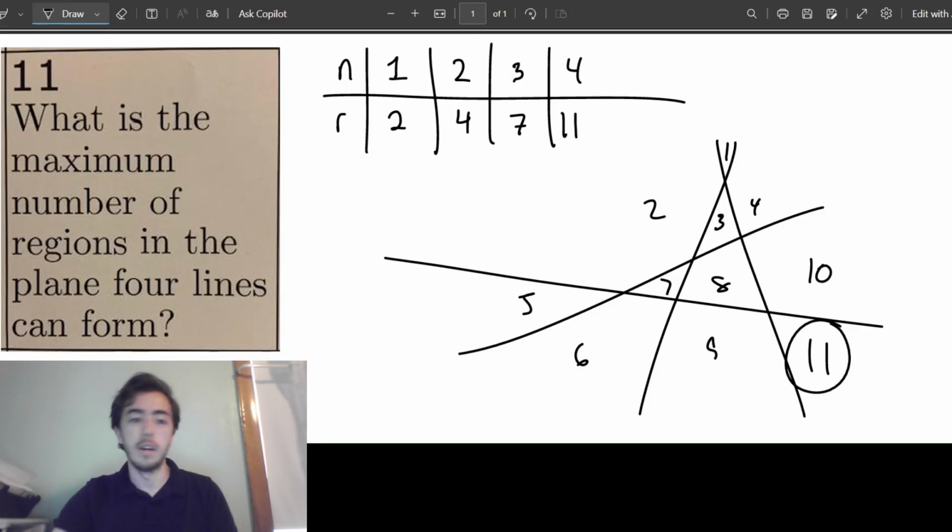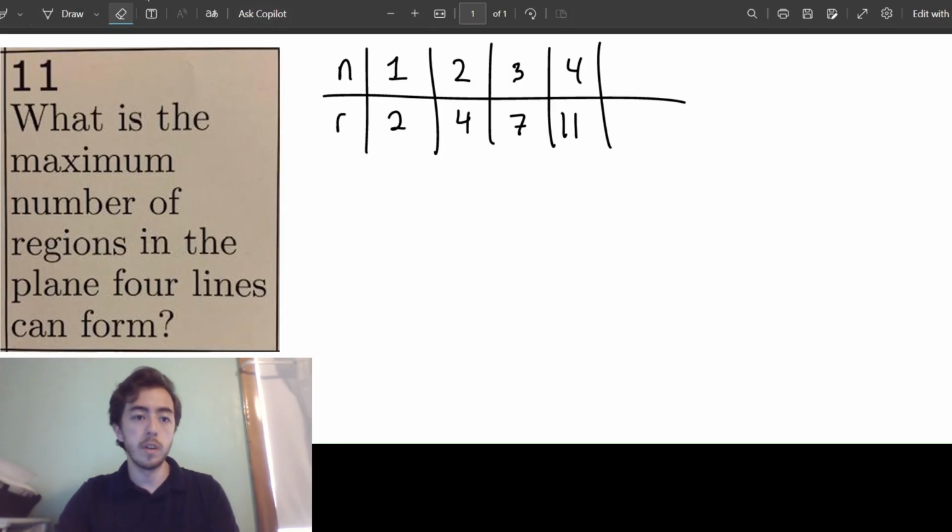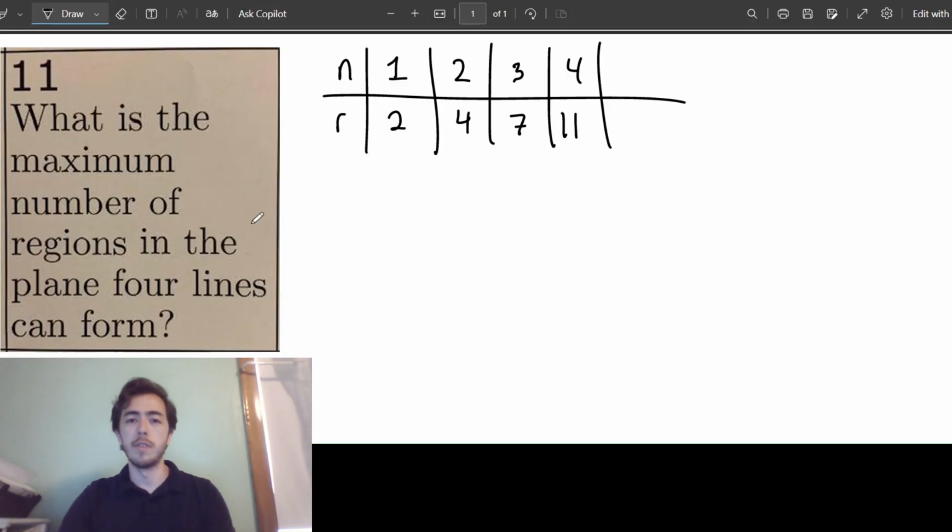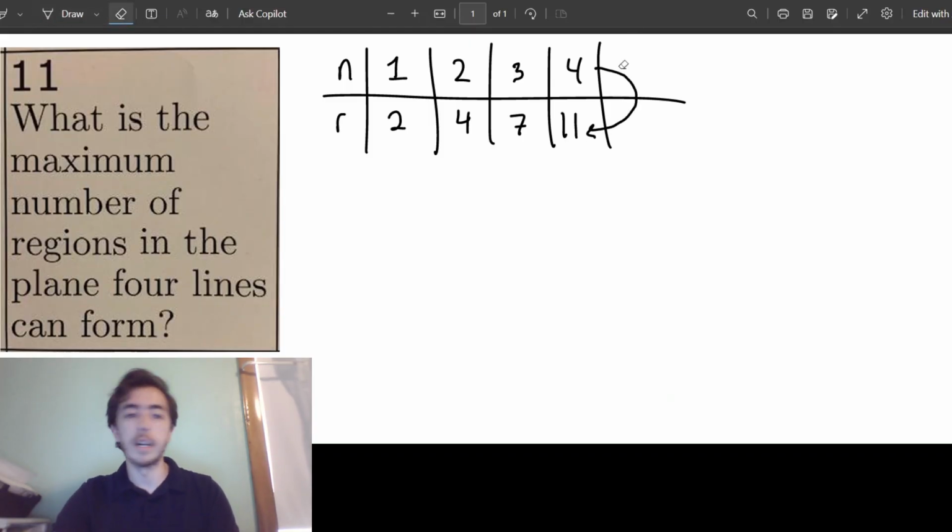But at least for now, 11 seems like the best we can do. And then if you like, we could try to find some kind of general pattern here and figure out if there's some kind of closed form representation for a function. If we have some amount of lines n, can I just plug in that 4 and produce the 11?